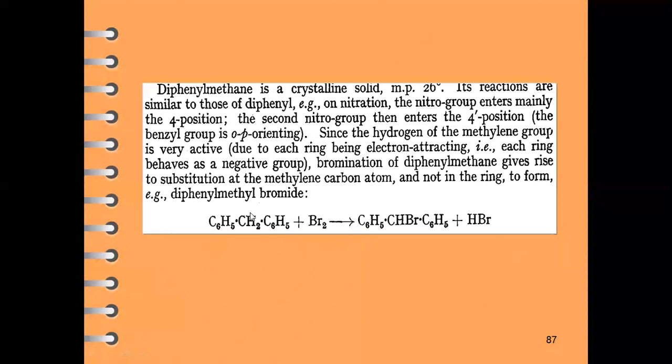As these benzene rings behave as a negative group, and the methyl bridge acts as a positive group, these hydrogens are very reactive. Towards what type of reactions? Nucleophilic substitution reactions. So this nucleophile, that is bromine, will act at what position? The methyl bridge carbon atom, and diphenylmethyl bromide will be formed. Now, generally, see the earlier reaction, the nitration takes place at the para position, but bromination takes place at the position of the bridged methyl functional group.